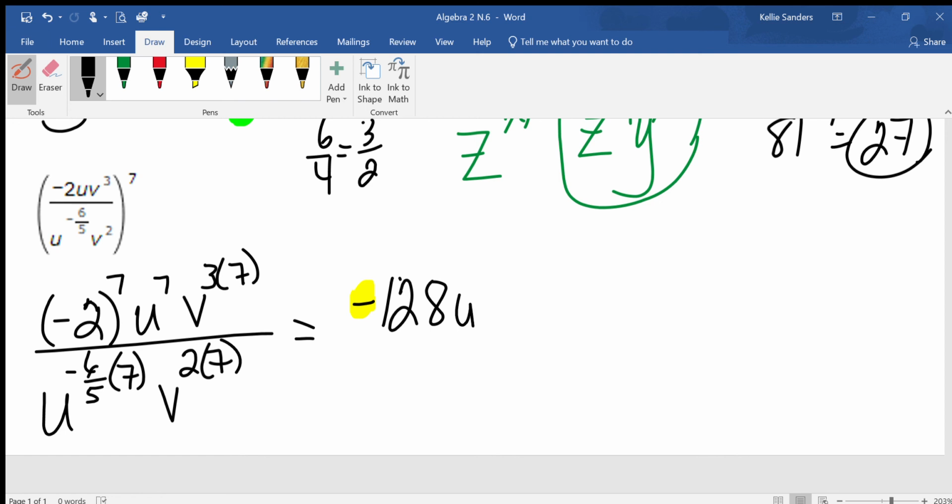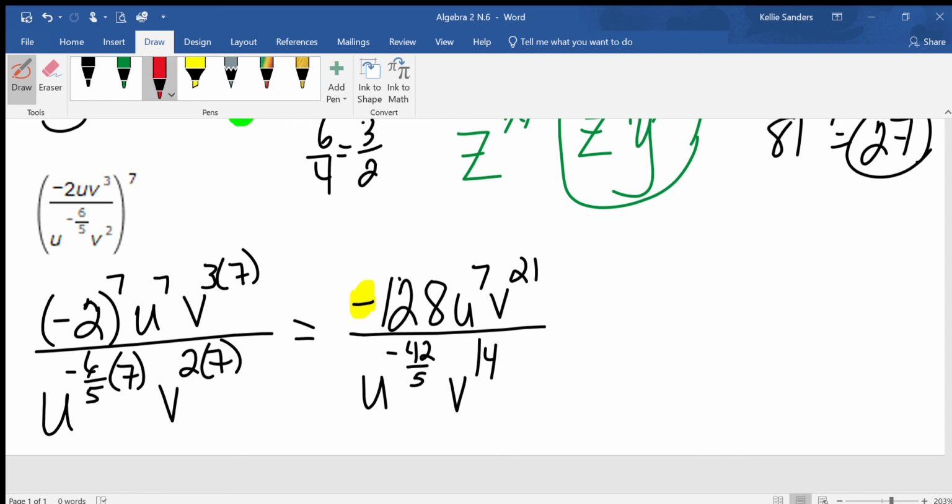Okay, that's still u to the 7th right now. That's v to the 21. That is u to the negative 42 over 5. That is 14. We're going to move the smaller ones to the bigger ones. Negative 42 over 5 is smaller than 7, so we're going to add 42 over 5 because it's negative to begin with. So if you move it, you're going to make it positive. That 14 is positive right now. We're going to move it up to the top because it is smaller than 21.